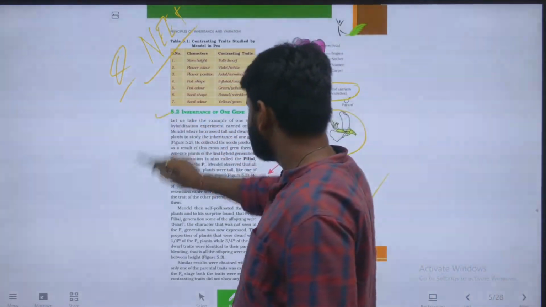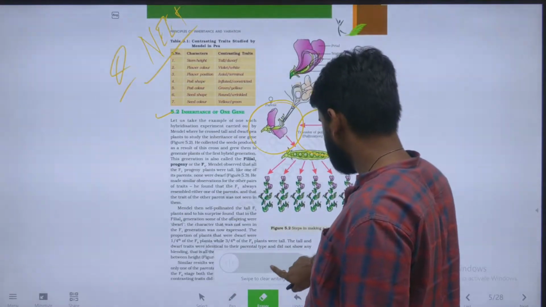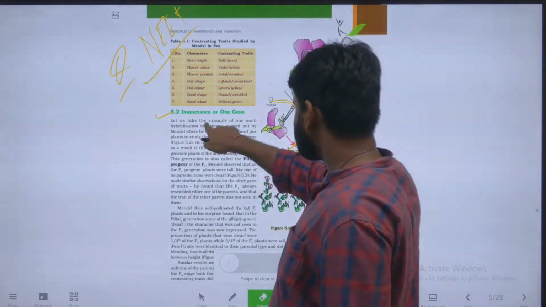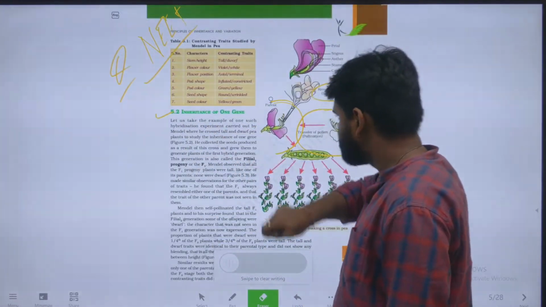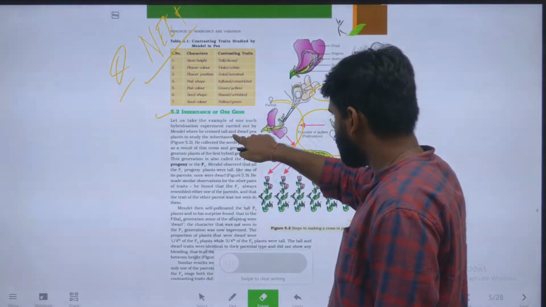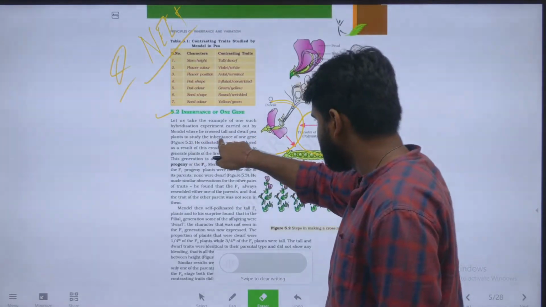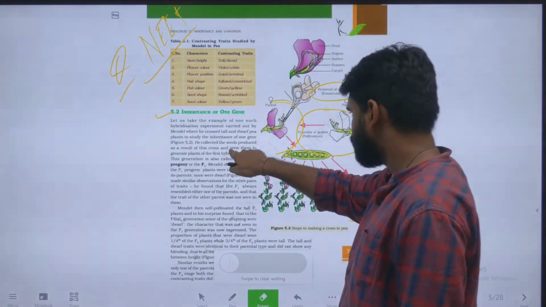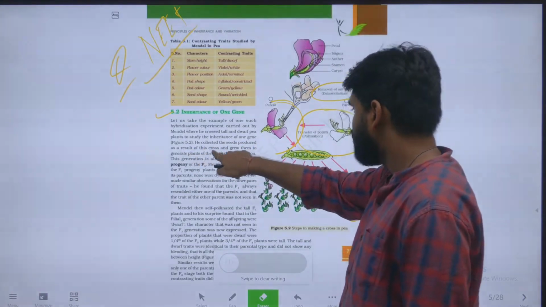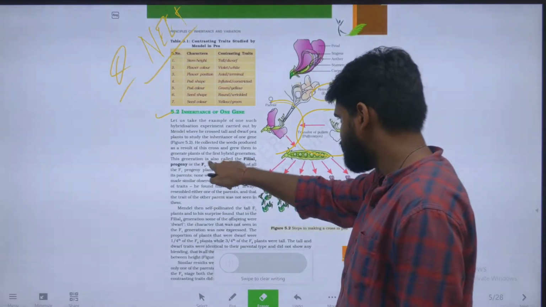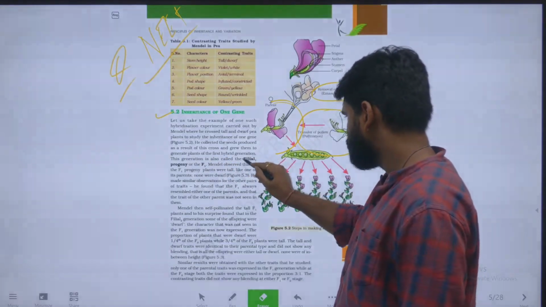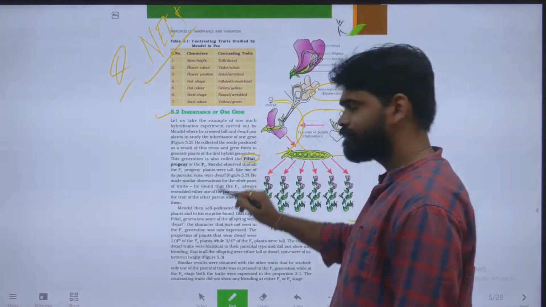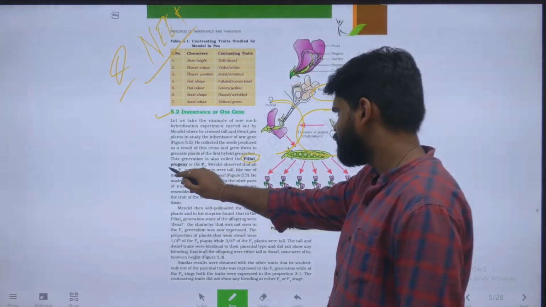Now, inheritance of one gene. What do you have to study here? Let us take the example of one such hybridization experiment carried out by Mendel, where he crossed tall and dwarf pea plants to study the inheritance of one gene. He collected the seeds produced as a result of this cross and grew them to generate plants of the first hybrid generation. This generation is also called the filial generation. And I told you, filial means what? Offspring, or progeny.